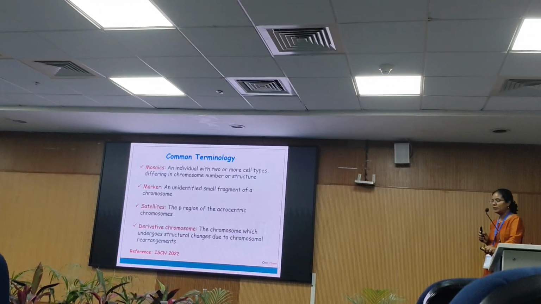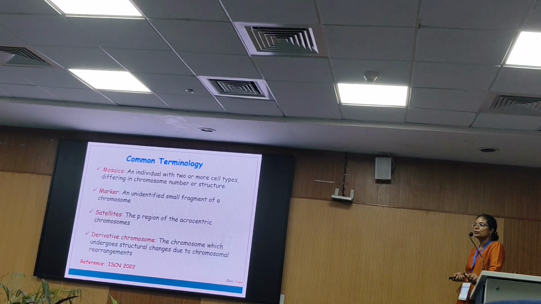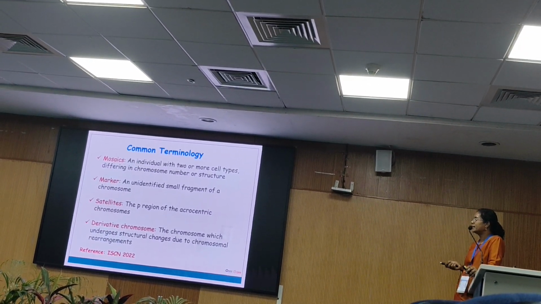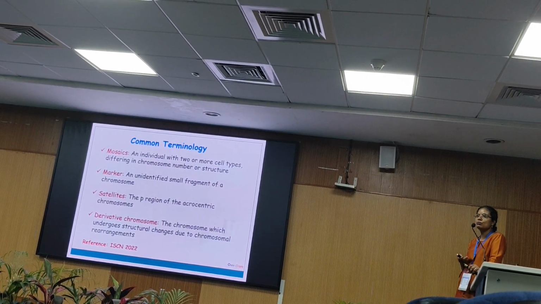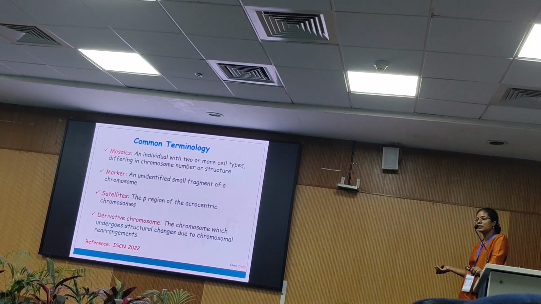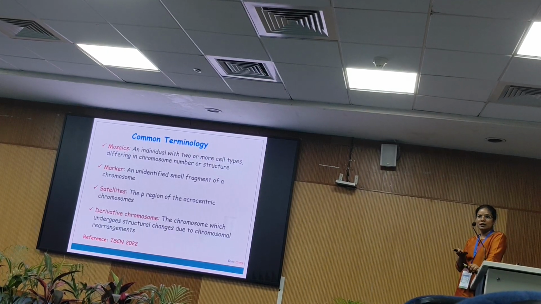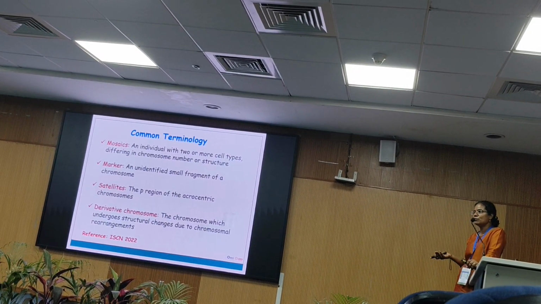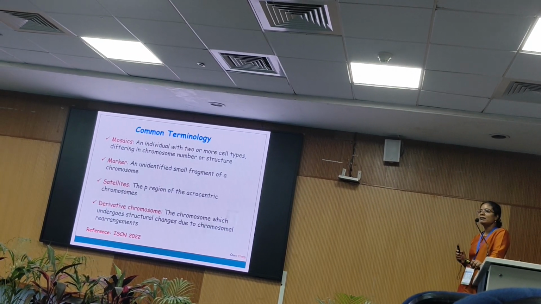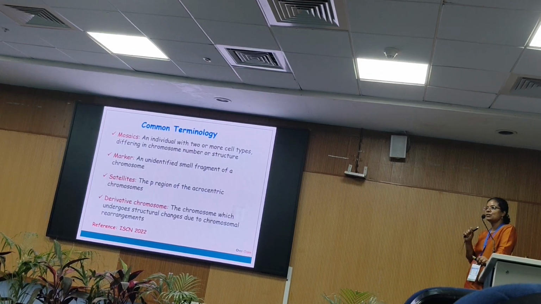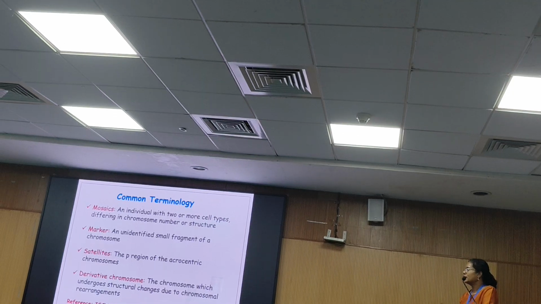Now what is common terminology? There are certain things which we should know. Mosaic. What is mosaic? An individual with 2 or more cell types differing in chromosome number or structure. Some cells will be 46XX, some cells will be 46XY, or whatever it is. In case of Downs, you will have normal cells as well as trisomy 21 cells. Marker chromosome. In cytogenetics, anything which we cannot identify, which is the size of a chromosome 19 or 20, we will call a marker chromosome.